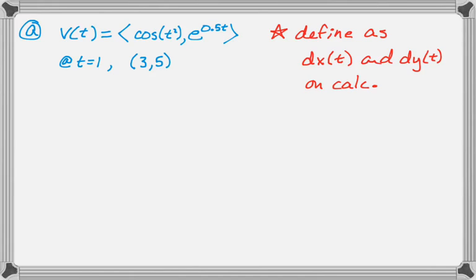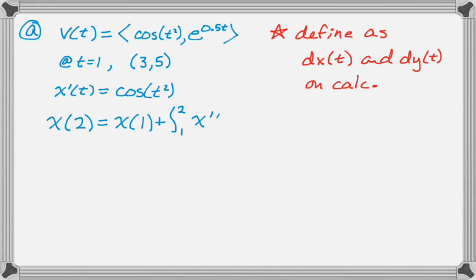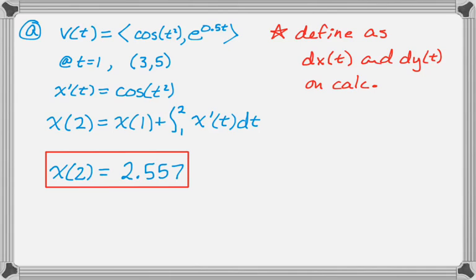And I also know that at t equals 1, the particle is at 3, 5, and in this question I have to find just the x-coordinate at t equals 2. So I'm going to say that x prime of t is cosine of t squared, and so x of 2 should be x of 1 plus the integral from 1 to 2 of x prime of t dt, which means that x of 2 is 2.557, is what my calculator told me. That's its x-coordinate at t equals 2. I really wanted this question to be about position.